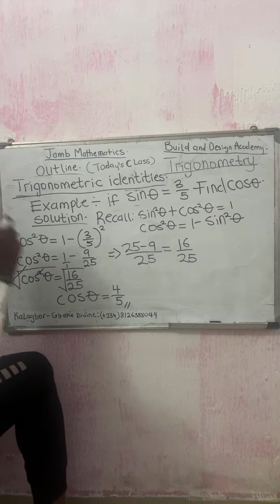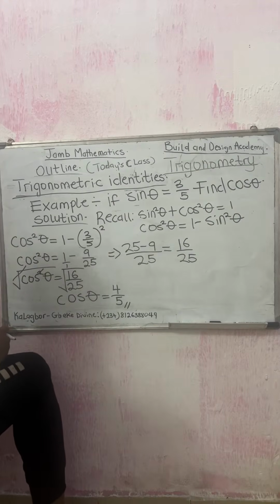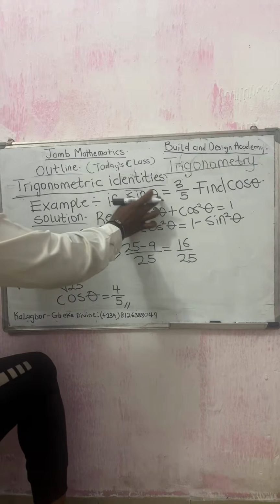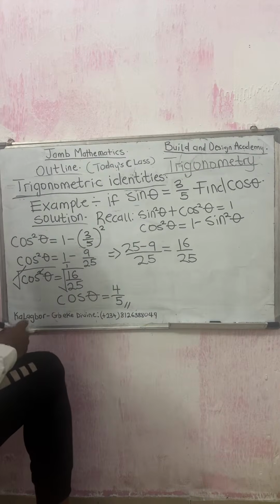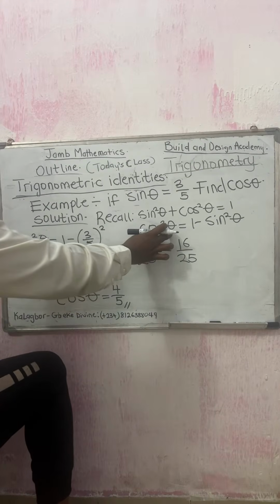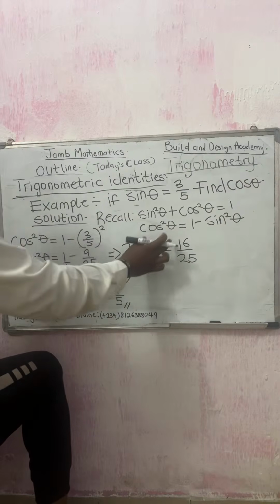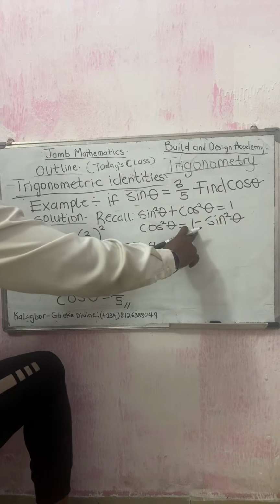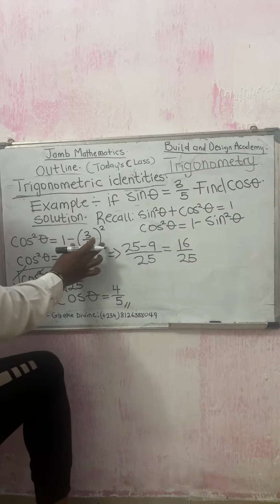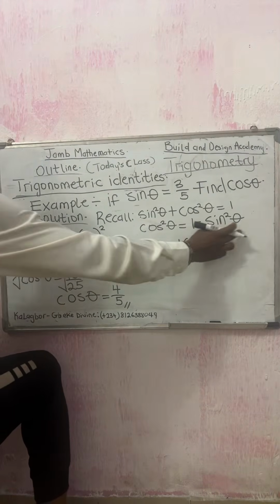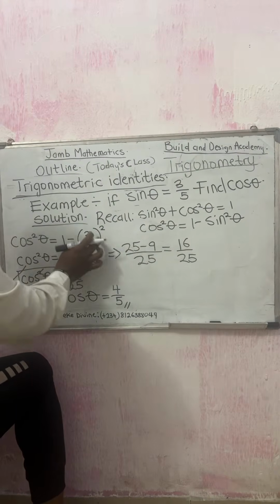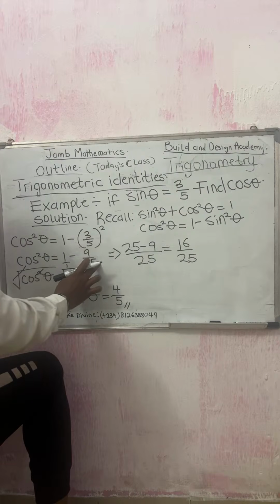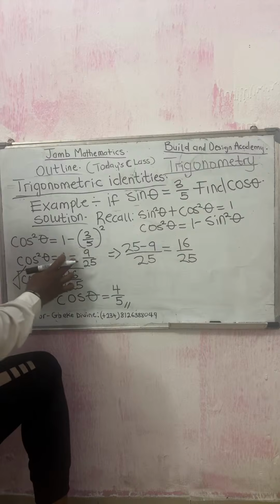Very simple. The first step is to get the relationship between sin theta and cos theta. Next up, you square sin theta to get sin square theta. You make cos square theta the subject of the formula because you are looking for cos theta. So when we make cos square theta the subject of the formula, we take sin square theta to the other side and it becomes negative. So you have 1 minus sin square theta. Next up, you substitute in your values. Sin square theta is simply sin theta all squared. This is what we got. So we took 3 squared was 9, 5 squared was 25. Now we did 1 minus 9 over 25.